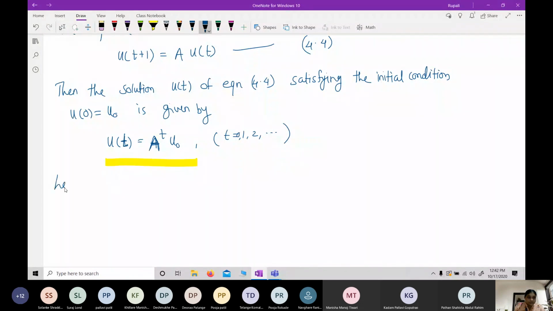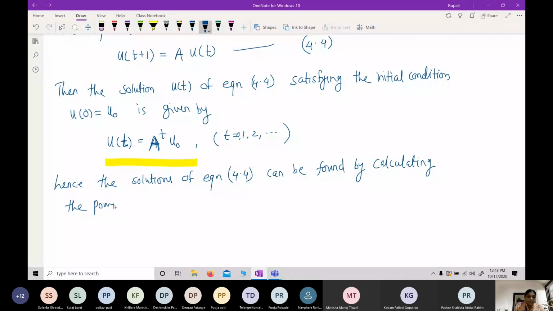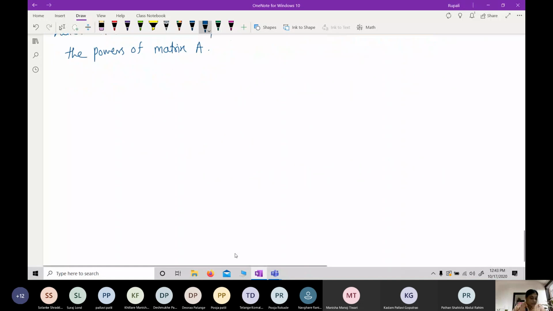Hence, the solution of equation 4.4 can be found by calculating the powers of matrix A. A raised to t we have to find now. Okay. So for this we will see one real life example.